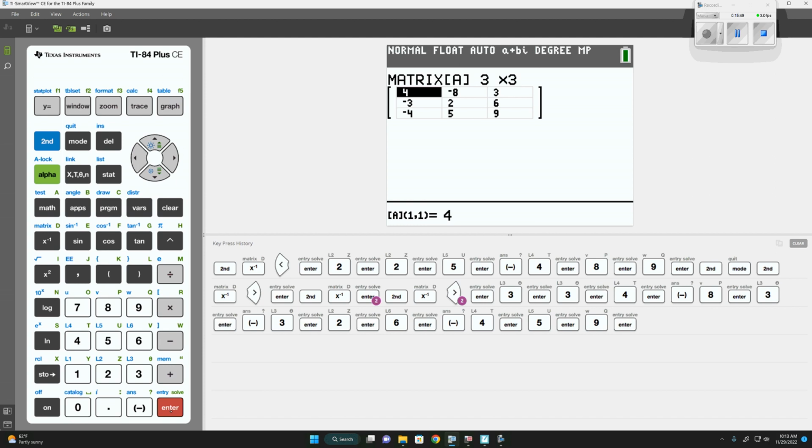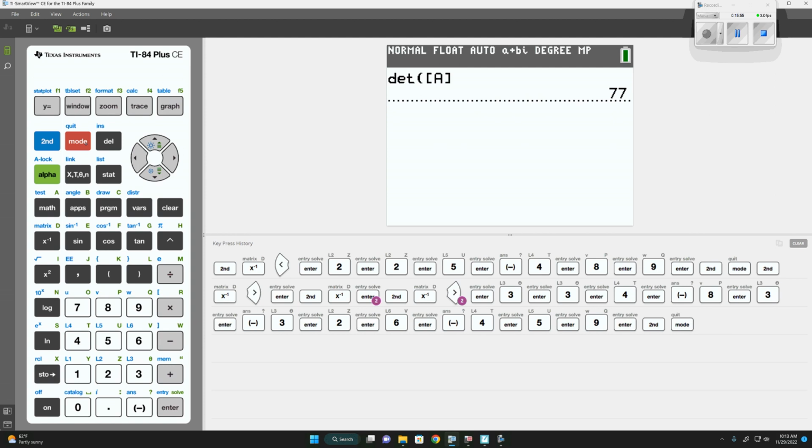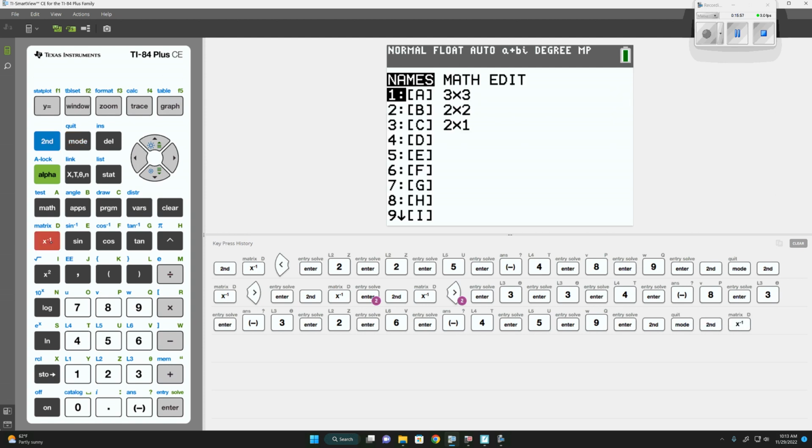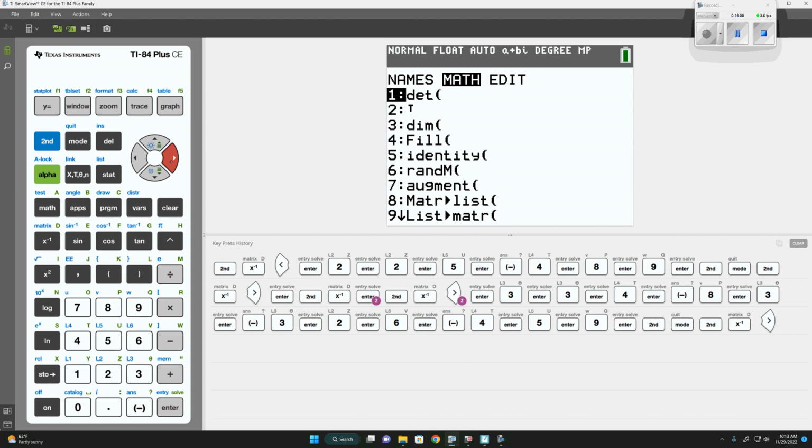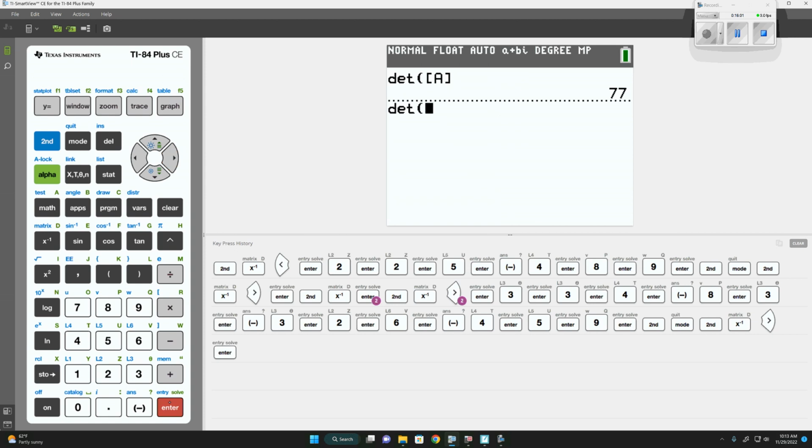So we're good with typing that in, yes? Once we finish typing it in, we'll hit second quit. Then we can go second matrix, over to math, and hit enter to pull up the determinant. And we input it in as matrix A, so we can go second matrix A, hit enter, we get -93.